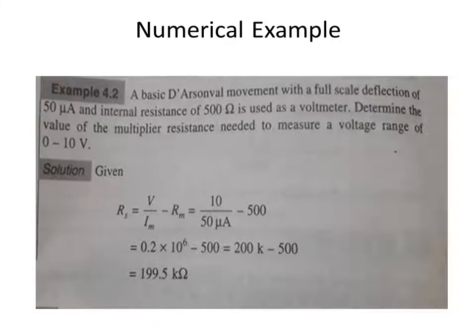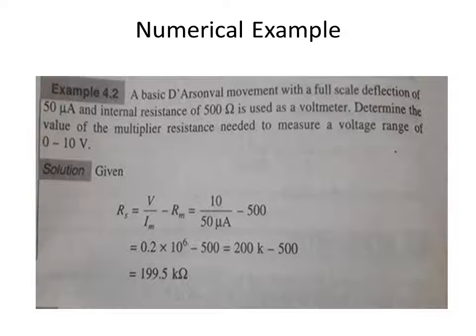Now we will see the numerical based on the voltmeter. A basic D'Arsonval movement with a full scale deflection of 50 microampere and internal resistance of 500 ohm is used as a voltmeter. Determine the value of multiplier resistance needed to measure a voltage range of 0 to 10 volt. Now what is given? We have been given the internal resistance of 500 ohms, then the full scale deflection current, that is IFSD, is 50 microampere. So we have to determine the value of multiplier resistance, that is RS.